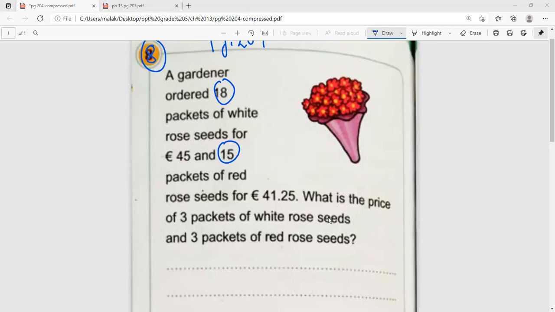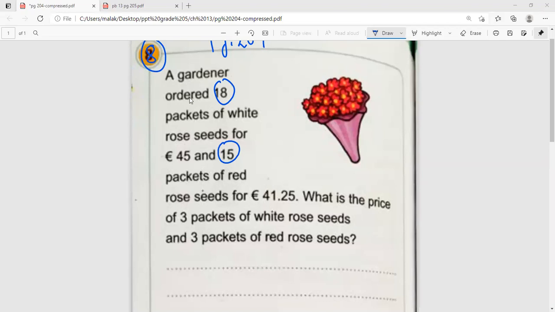Teacher, we have to divide. Why do we have to divide? To know how much one rose is. Do we know how much one rose is or not? No. So we times. Adam, you did it correct.